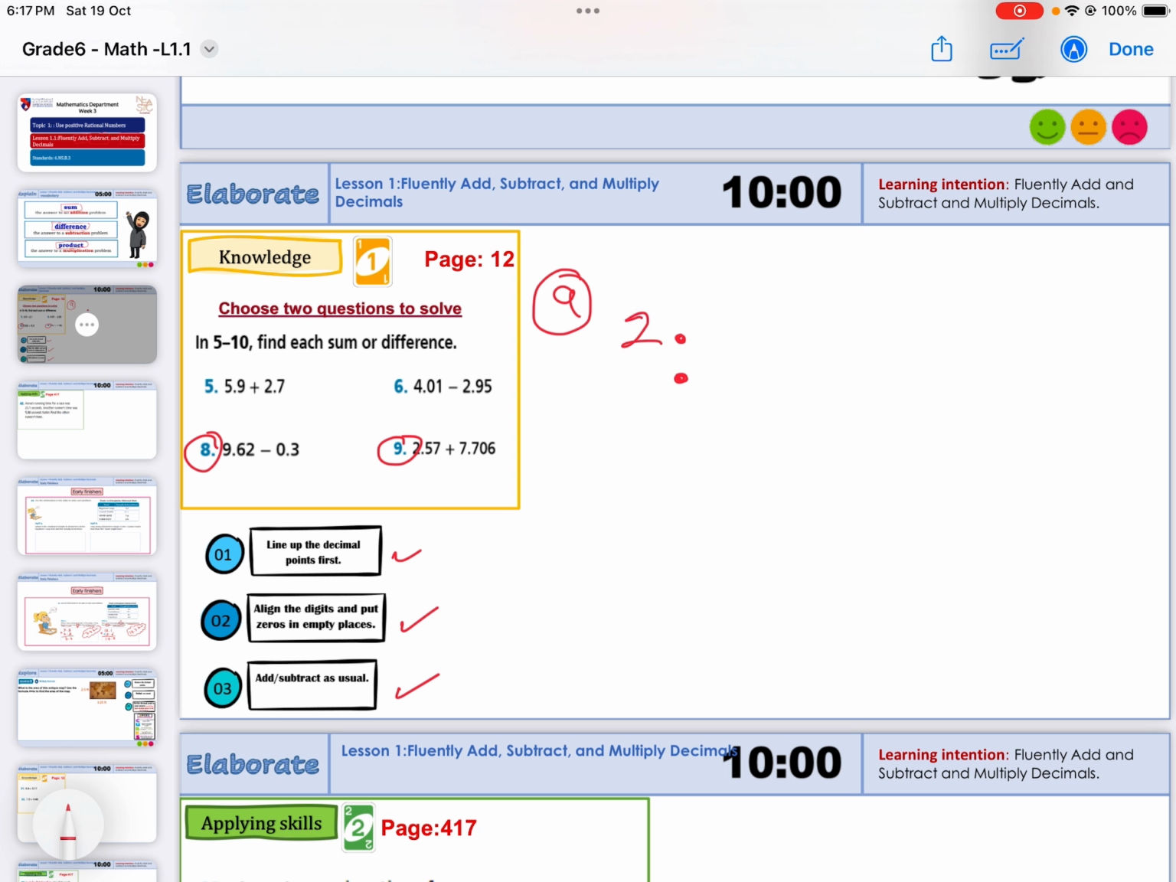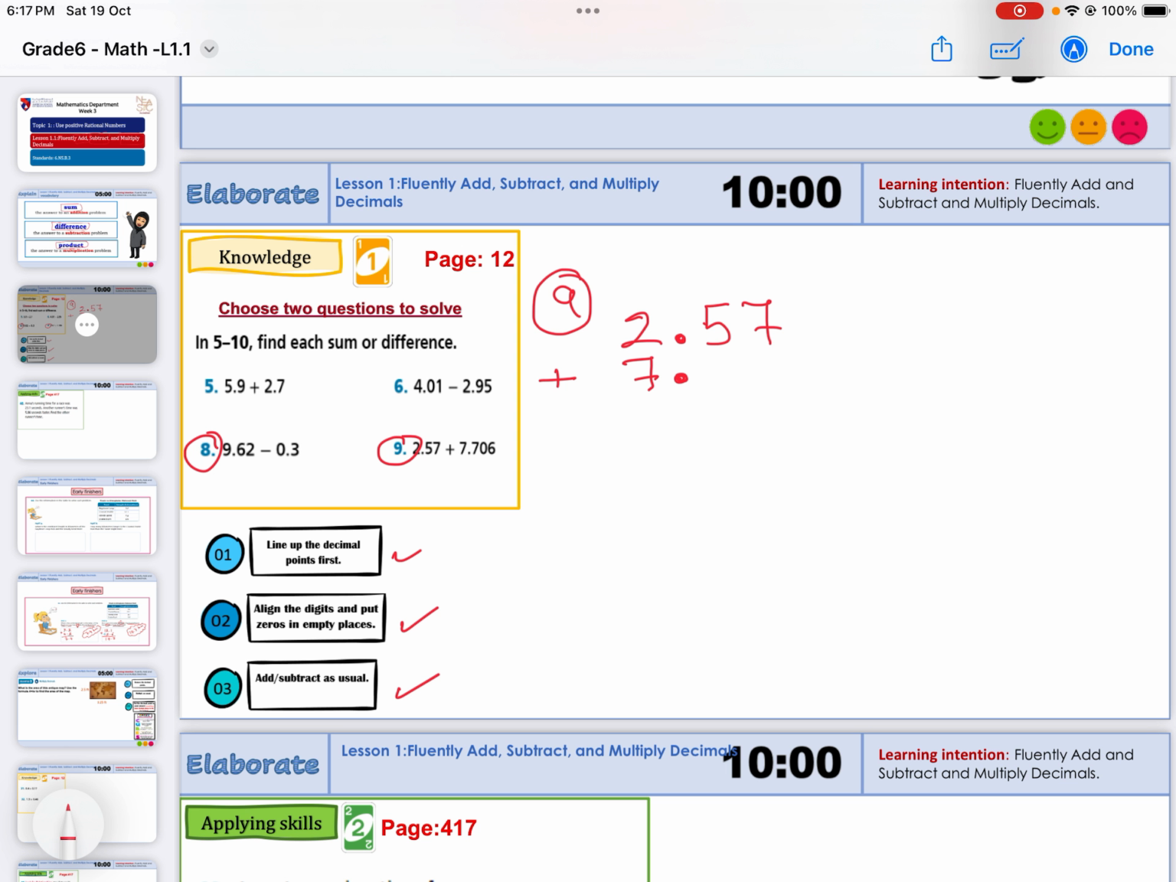I have 2.57 plus the other number is 7. As you can see here, I have in the ones place 7. So I'm going to place it under the 2, which is also a ones place. Then I have the other digits, the tenth, the hundredth, and the thousands. I place them in their correct positions. So now, as you all can see, I have an empty place here. I'm going to fill it with a 0. I'm going to put a placeholder, which is our 0.